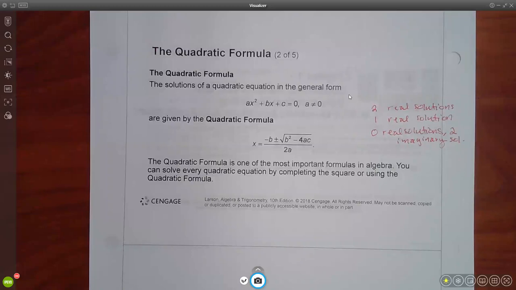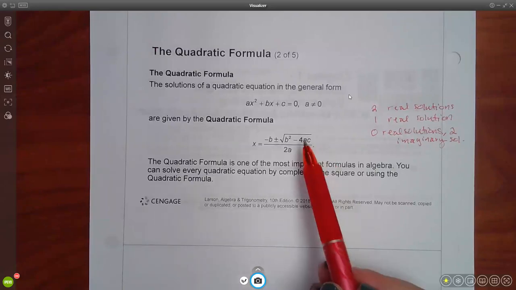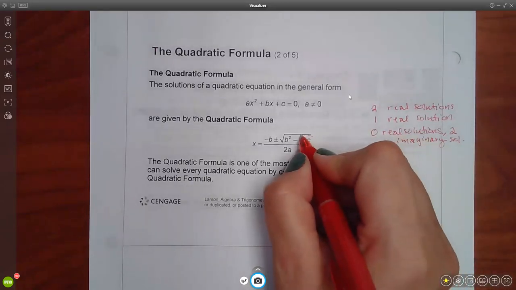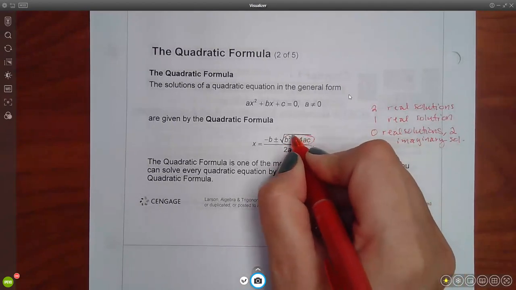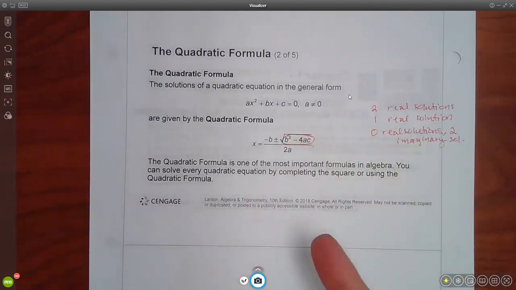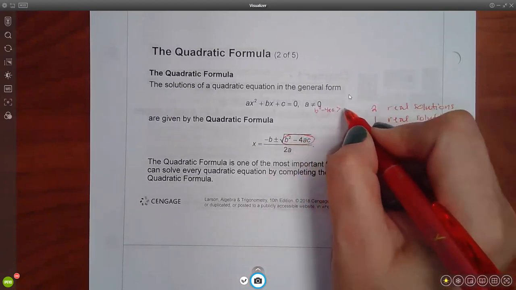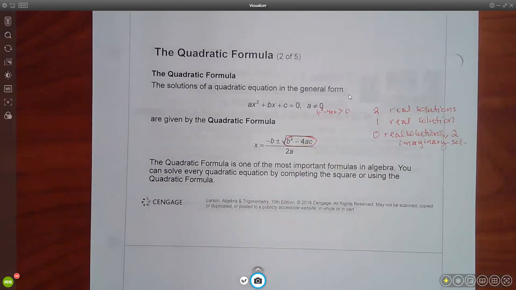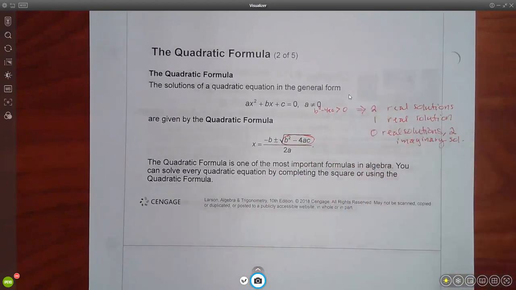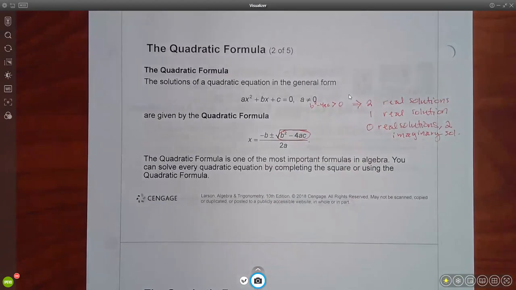And how would I know which ones I'm going to get? Okay. If after you compute everything on the inside, if what's inside the radical is greater than zero, meaning it's positive, then that means I am going to get two real solutions. Now, whether or not they're nice perfect squares, or I'm going to be stuck with radicals in my answer, that's a totally different thing, okay? It all depends on if that stuff on the inside is a perfect squared number or it's not.